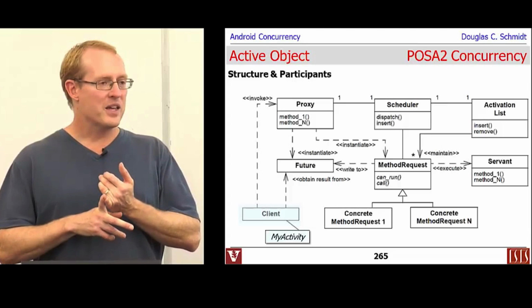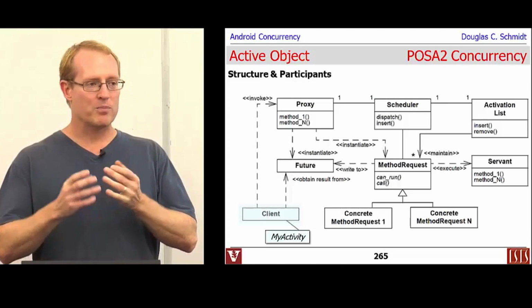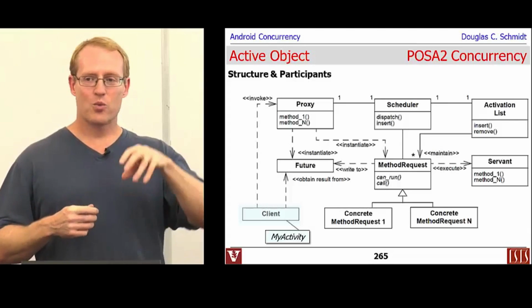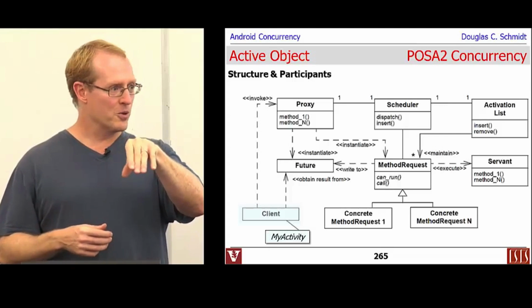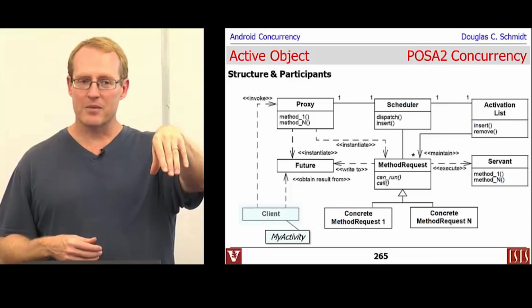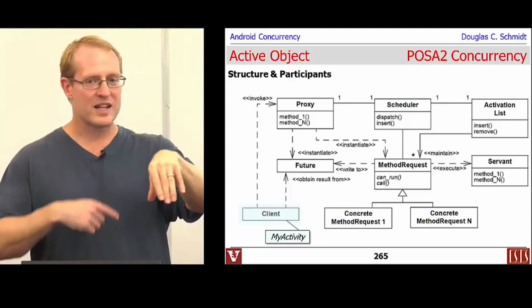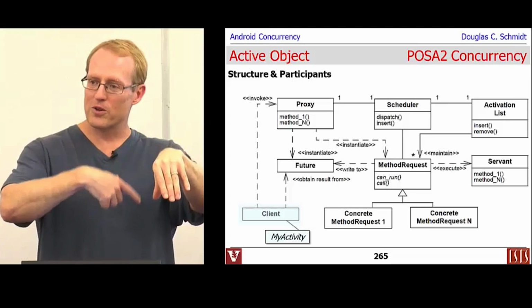One way is to have you periodically go up to the pickup window with your little plastic token in hand, your future, and say, is item number 42 ready yet? That's called polling. So you poll for your result.